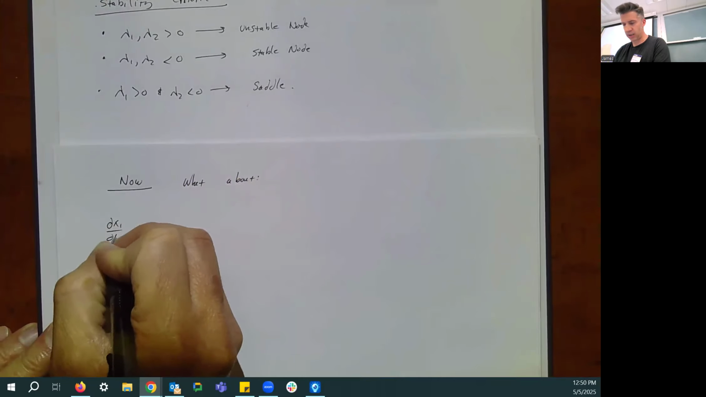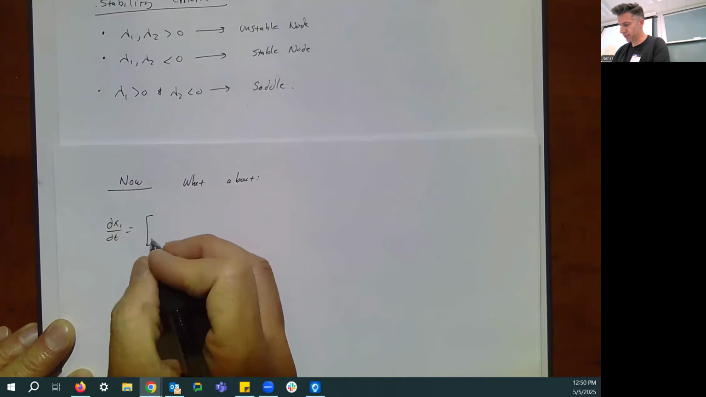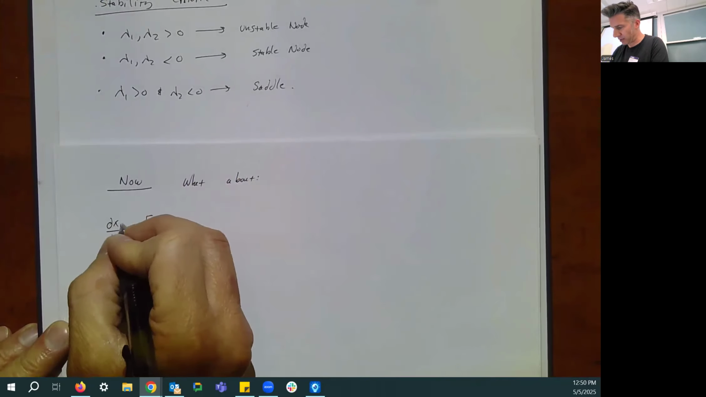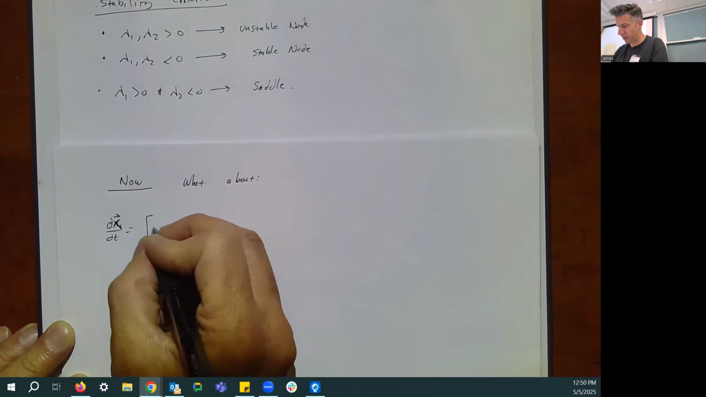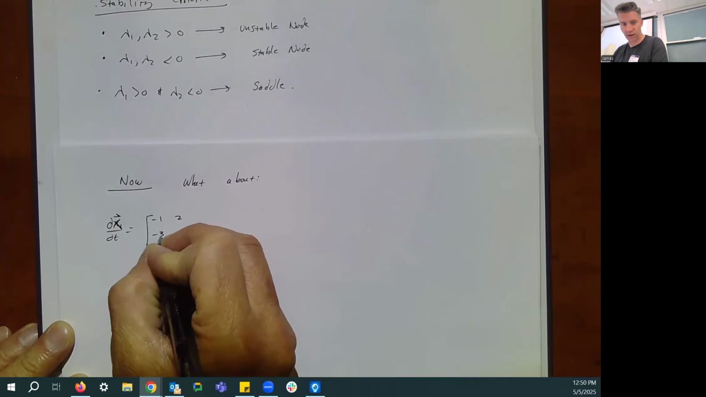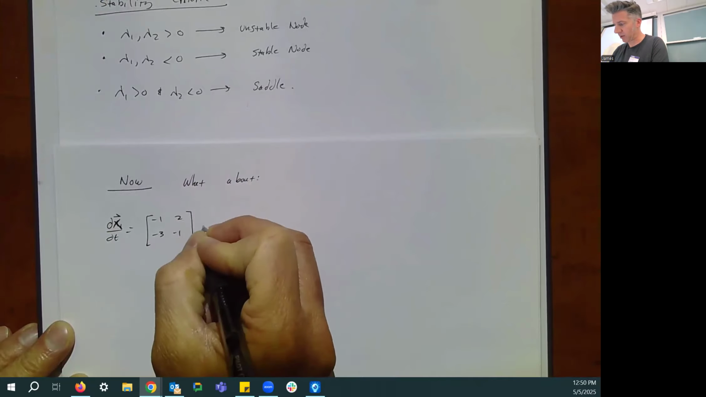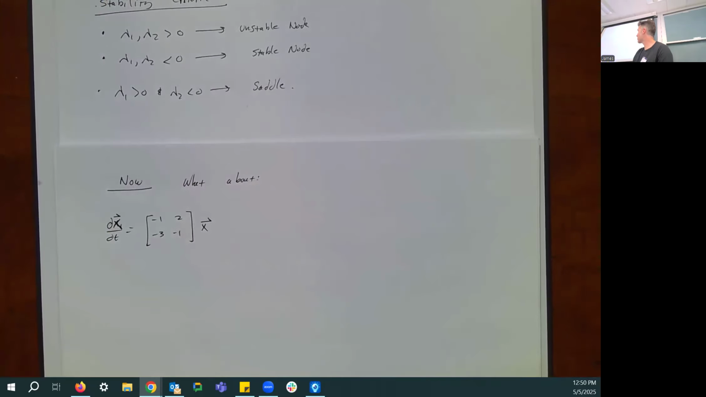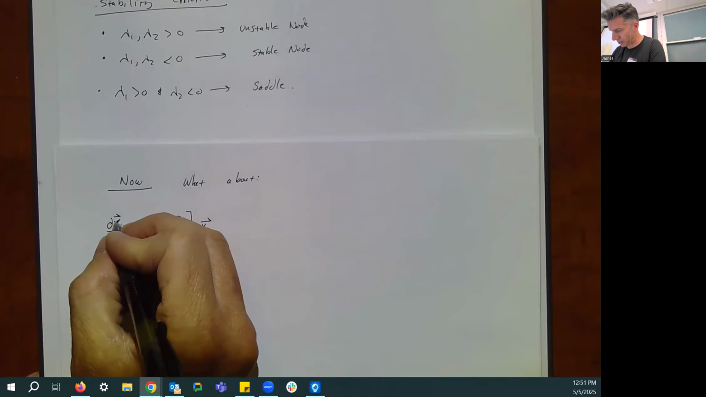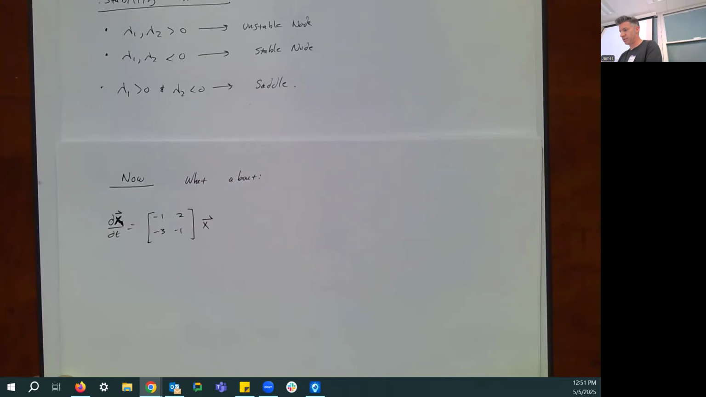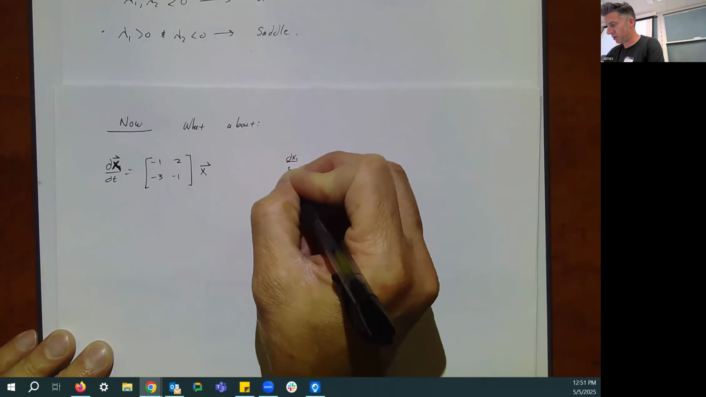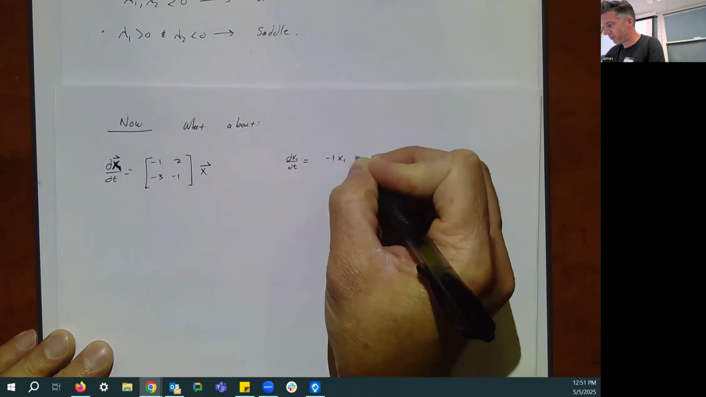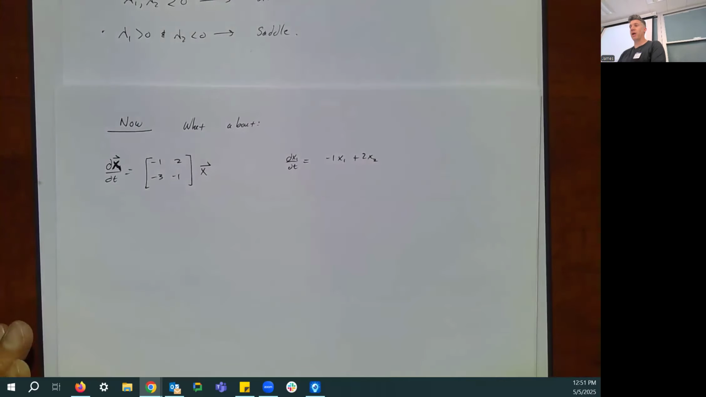dx1 dt equal to, sorry, I'll just write the whole matrix here. dx, apologies, dt is equal to the matrix -1, 2, -3, -1 times the vector x. That's just an x, not an x1. Sorry for my terrible penmanship. So again, this represents a system of 2 equations, 2 unknowns. I could write them out like I was trying to. We don't really need to, but it's good to remember where these things come from.